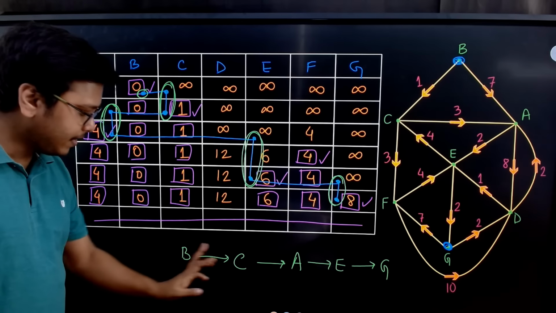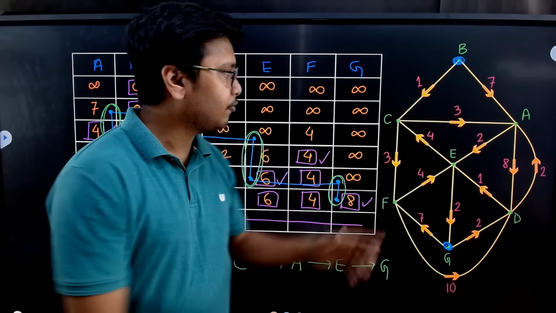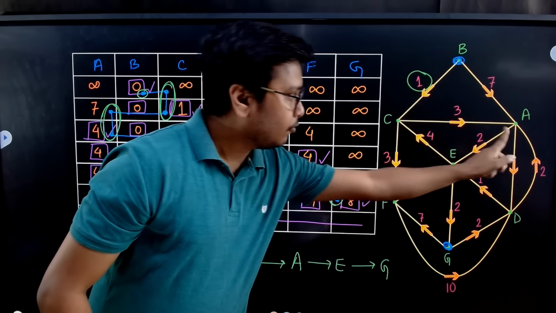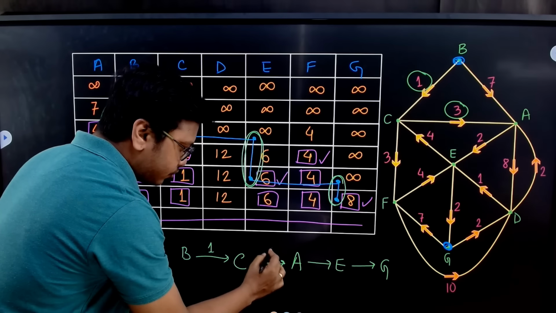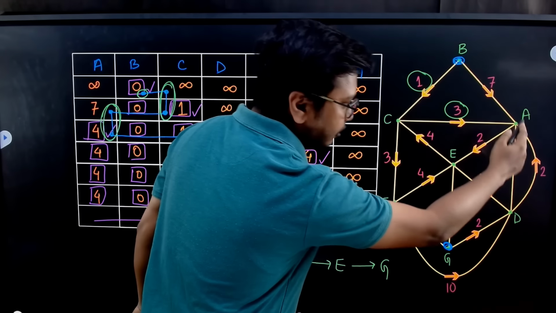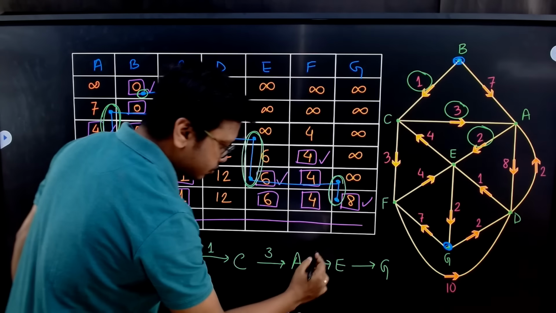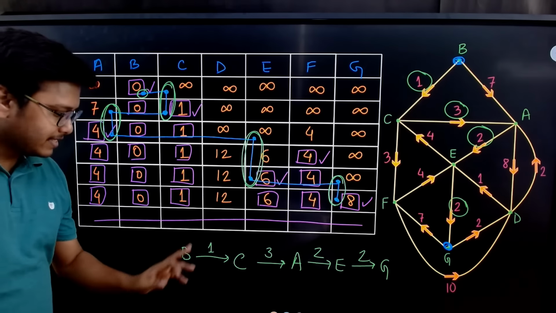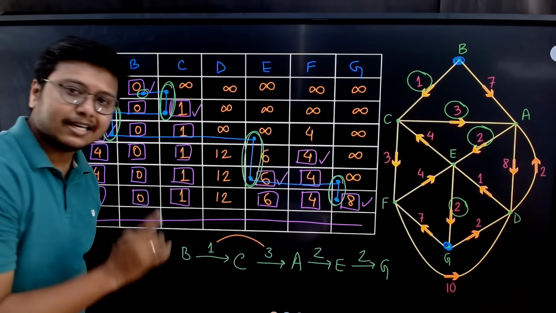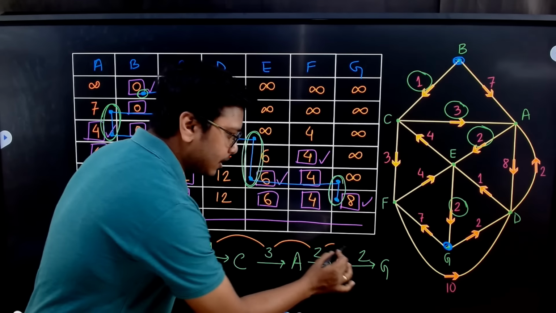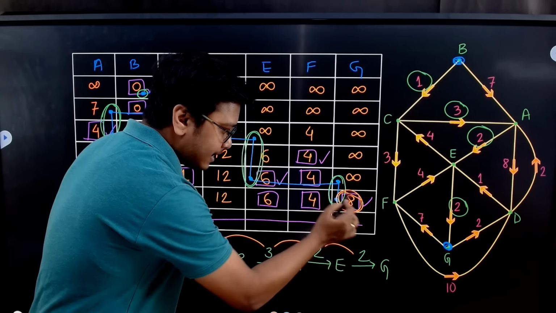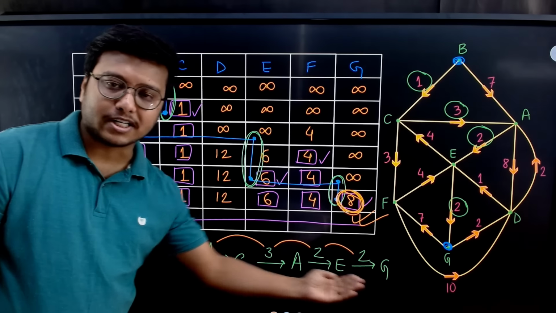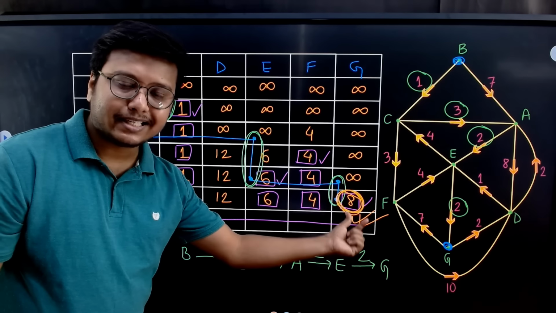And let's figure out what are the weights. From B to C, the weight is 1. From C to A, the weight is how much? It's 3. From A to E, the weight is 2. And from E to G, the weight is again 2. So the summation is 1 plus 3, that's 4, plus 2, 6, plus 2, 8. And as we can see, that is the exact same value that we have got over here. So this is our shortest path, and the weight associated with it is 8.